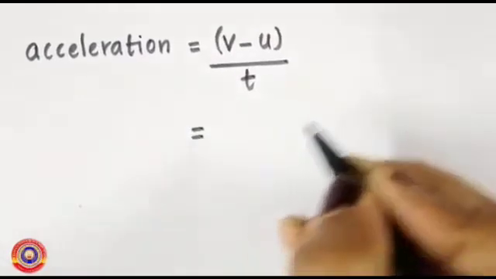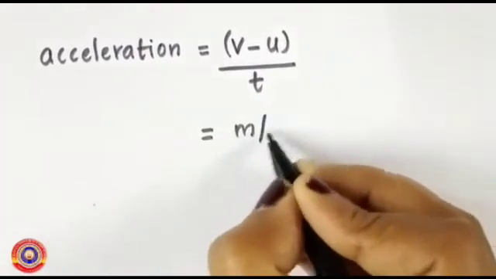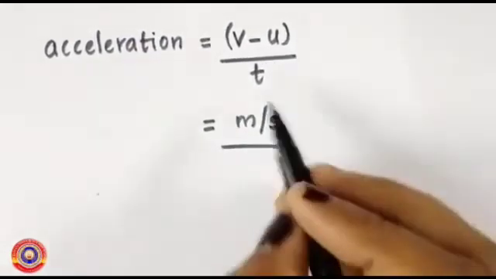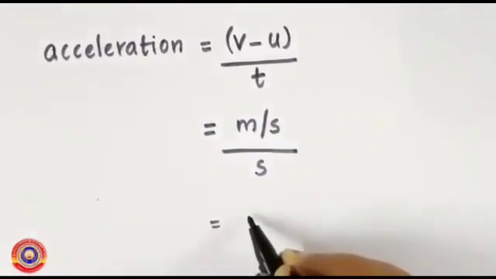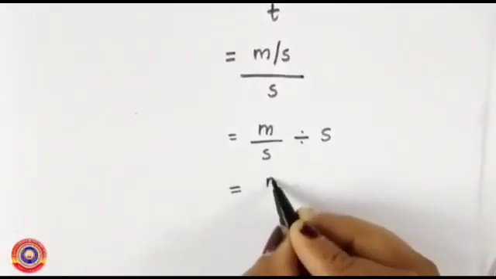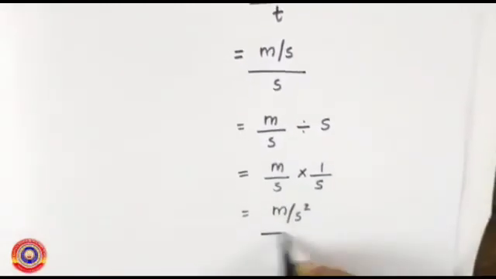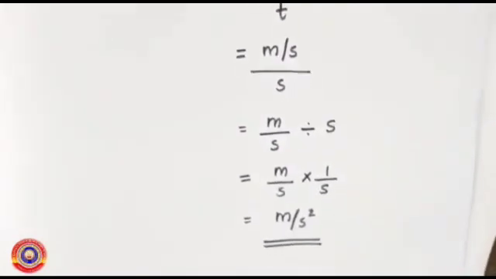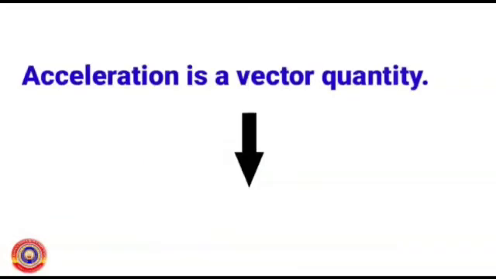Change in velocity means velocity, so we can write the unit of velocity here, meter per second. And then unit of time, that is second. So acceleration equals meter per second divided by second. Finally we got meter per second square. So the unit of acceleration is meter per second square. We know velocity is a vector quantity. Like that, acceleration is also a vector quantity, that is, it has both magnitude and direction.